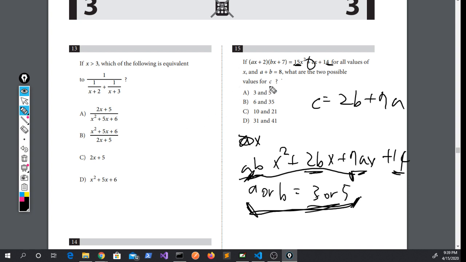So if you pick this, that's heartbreaking, right? This is not the answer. What is it asking for? It's asking for the value of c. You've got to read the last sentence, right? So c is 2b plus 7a.